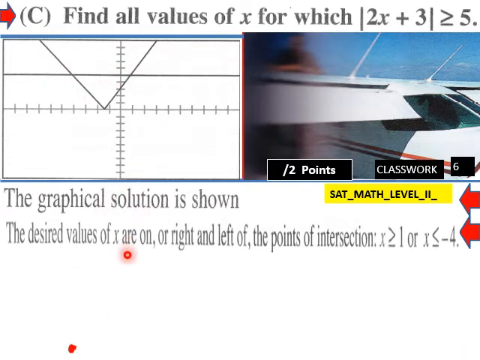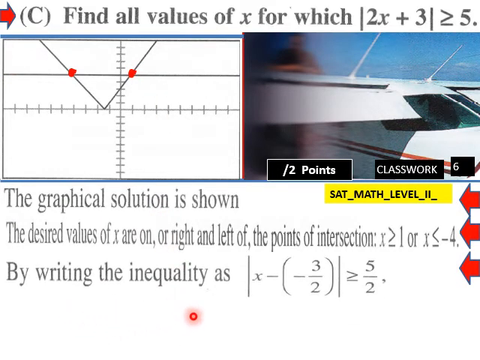The graphical solution is shown. The desired values of x are on or right and left of the points of intersection. x is greater than or equal to 1, meaning this part up here, or x is less than or equal to negative 4, which would be these values here. All these values.